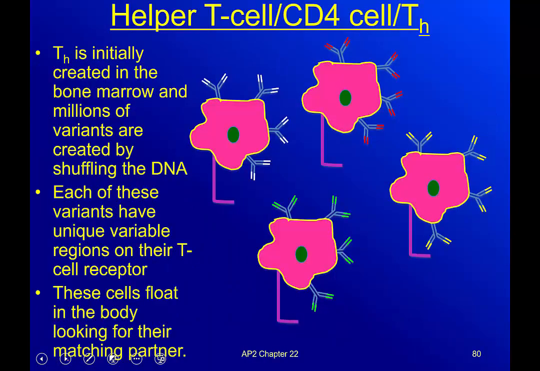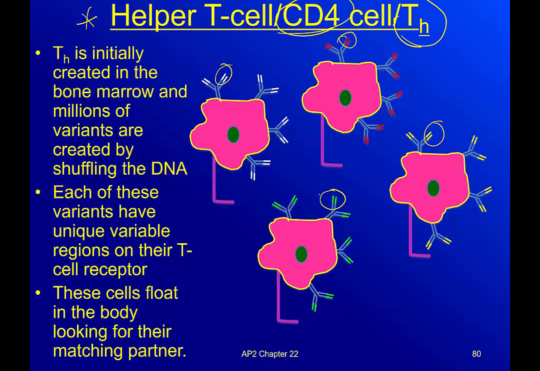All right. The helper T cell can also be abbreviated as CD4 cell or T sub H for helper. The helper T cell is initially created in the bone marrow, and pretty much all I'm doing is shuffling my DNA sequence around, coming up with different ends to put as variable regions on my T cell receptor. It's completely random. I'm not making something specific to something that I've seen. I'm just making random cells.